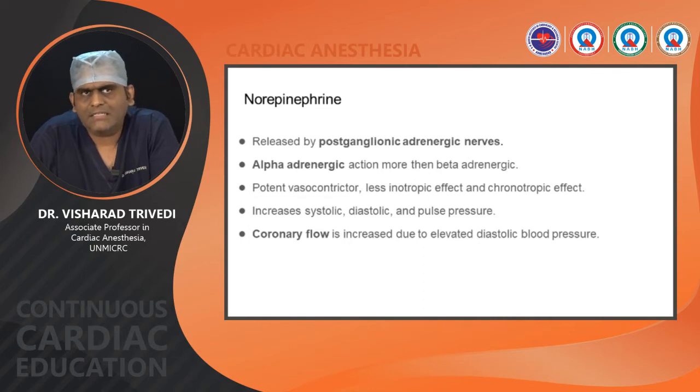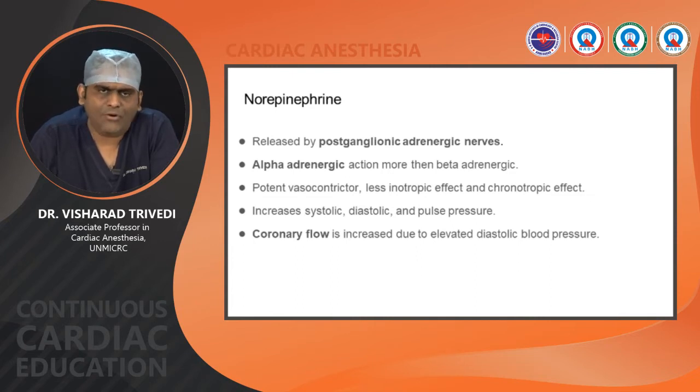Mainly noradrenaline has alpha adrenergic actions. So it will cause mostly alpha 1 stimulation, causing vasoconstriction and reflex bradycardia. Because of that vasoconstriction, there is an increase in SVR. Beta adrenergic action is also present with noradrenaline, but in a lesser amount.